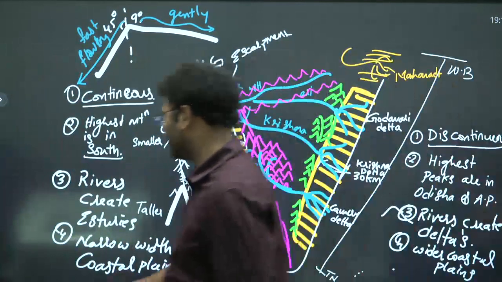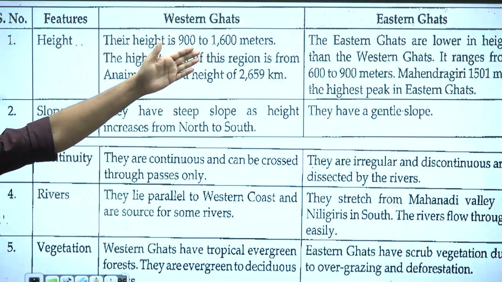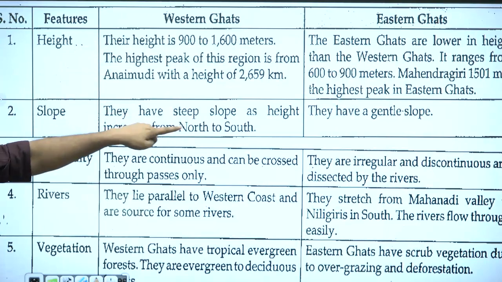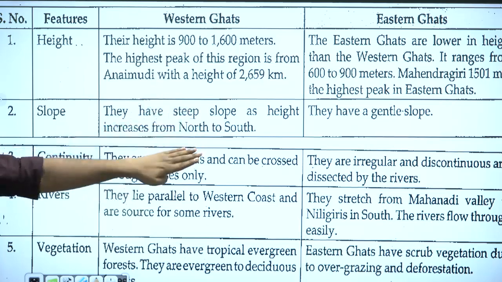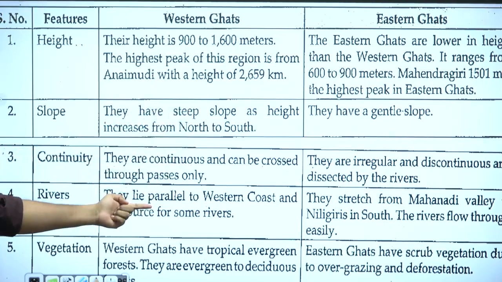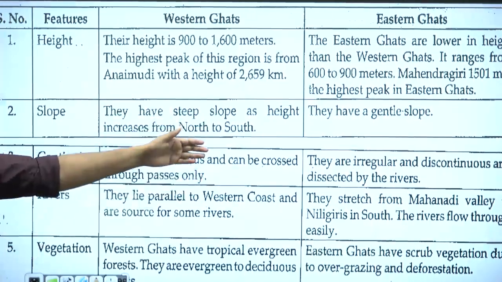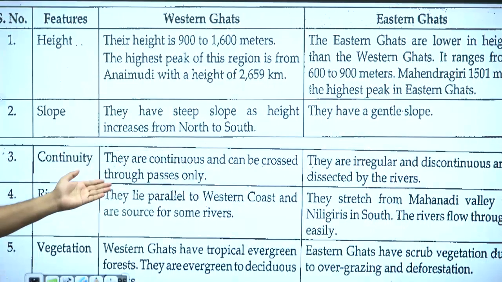Now, some other points which you can add: Height, 900 to 1600 meters for the Western Ghats, 600 to 900 meters for the Eastern Ghats. Slope: Western Ghats have a steep slope, Eastern Ghats have a gentle slope. Continuity: Western Ghats are continuous, Eastern Ghats are discontinuous. Rivers parallel to the west coast are fast flowing, and on the east they form deltas. Some examples on the eastern side are Godavari, Krishna, Kaveri; here, Narmada.